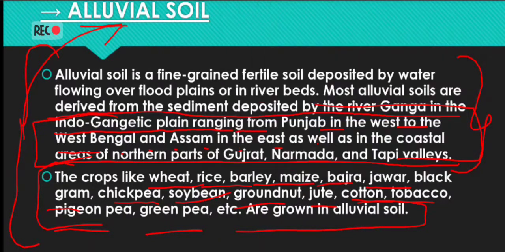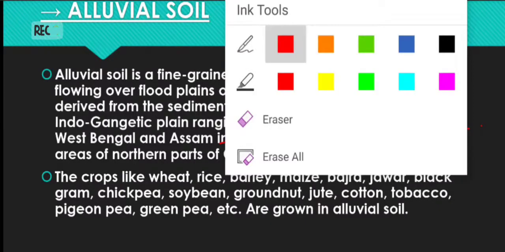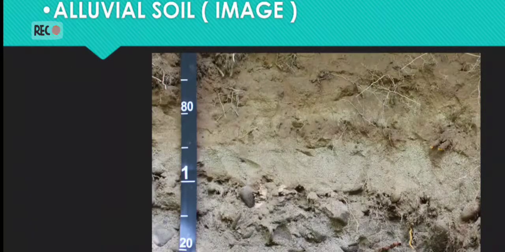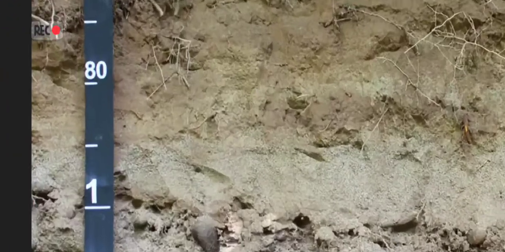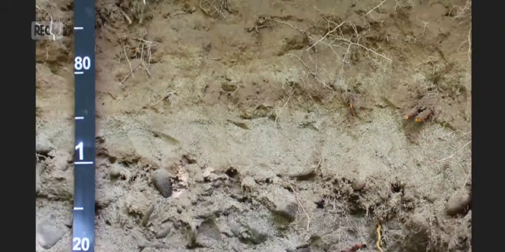So the next is the alluvial soil image. You can see that this is very finely grained.